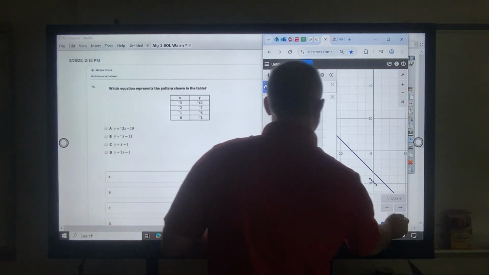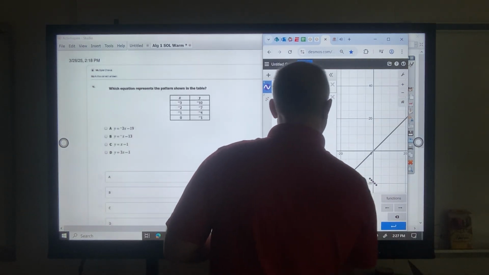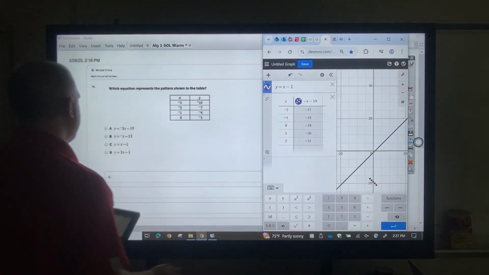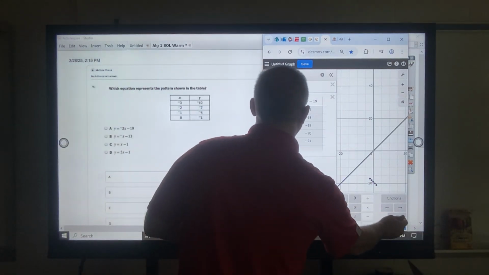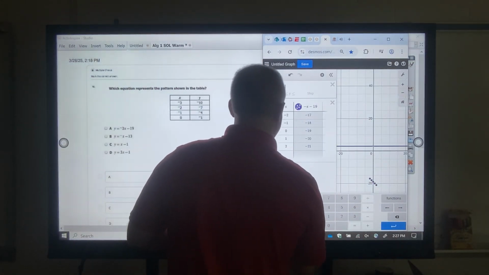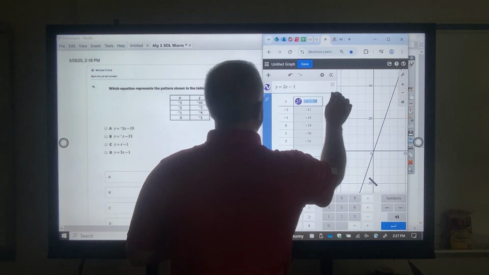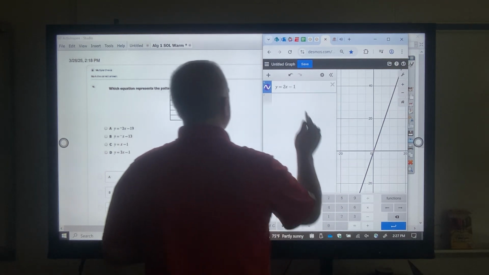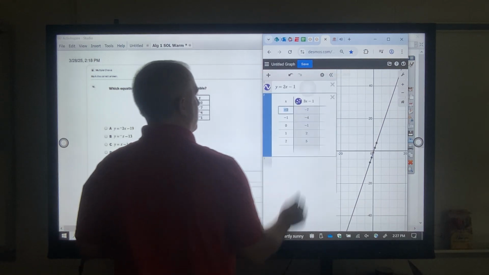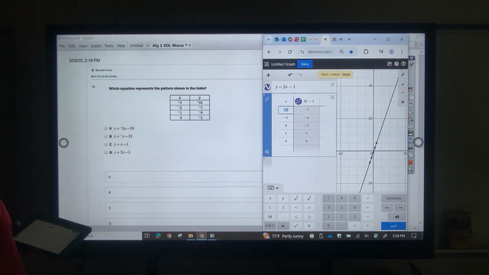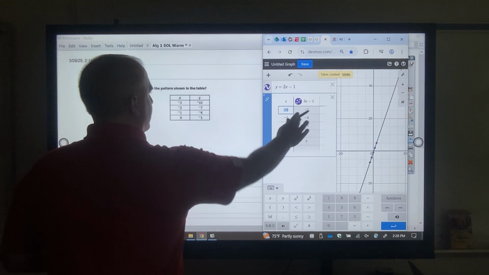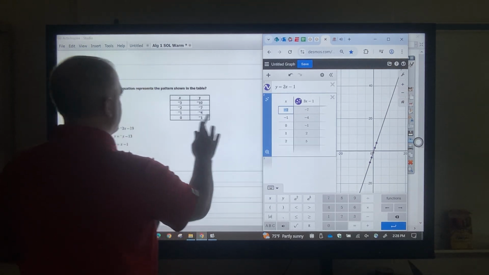X minus 1. Okay, that does not match up. 3x minus 1. Oh, it's not changing that one. All right, hold on. Sorry, let's go back. 3x minus 1, hit the table, okay? See if that one matches. -2, -7, -1, -4, 0, -1.